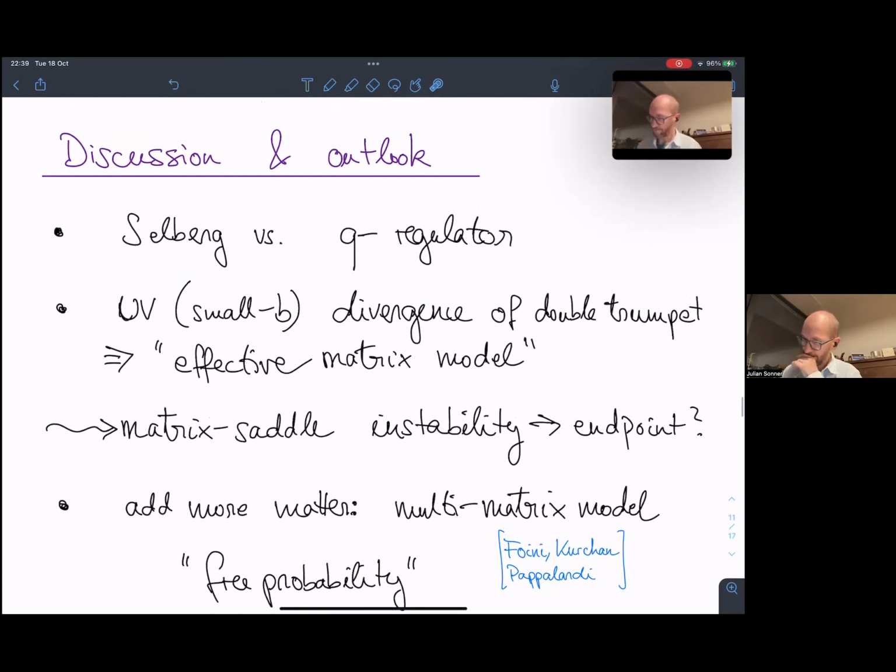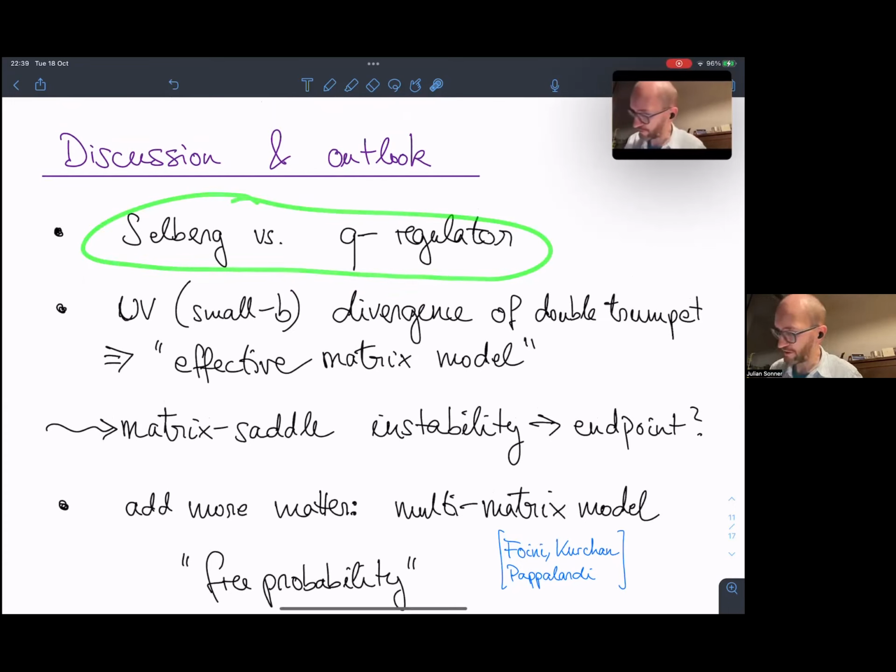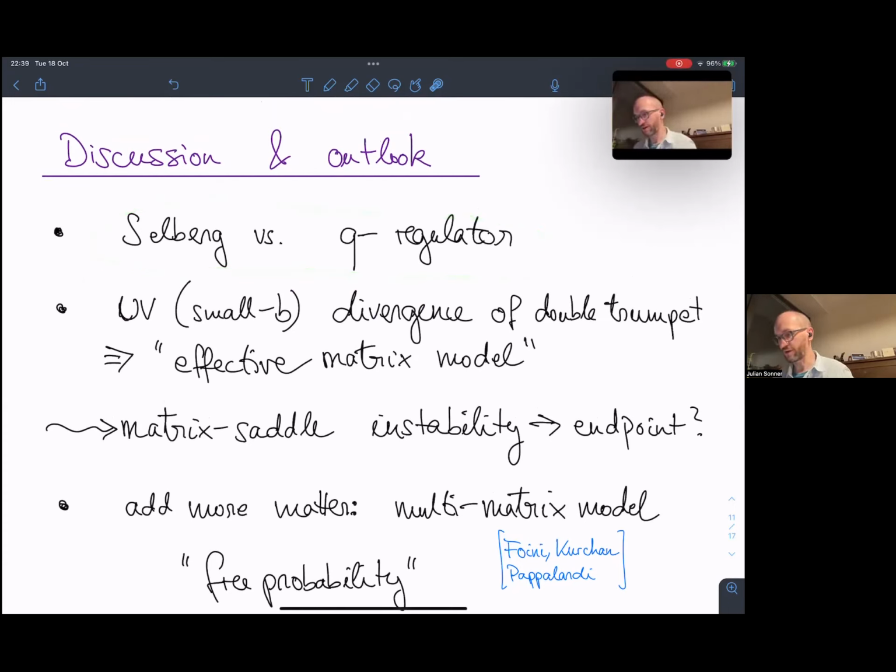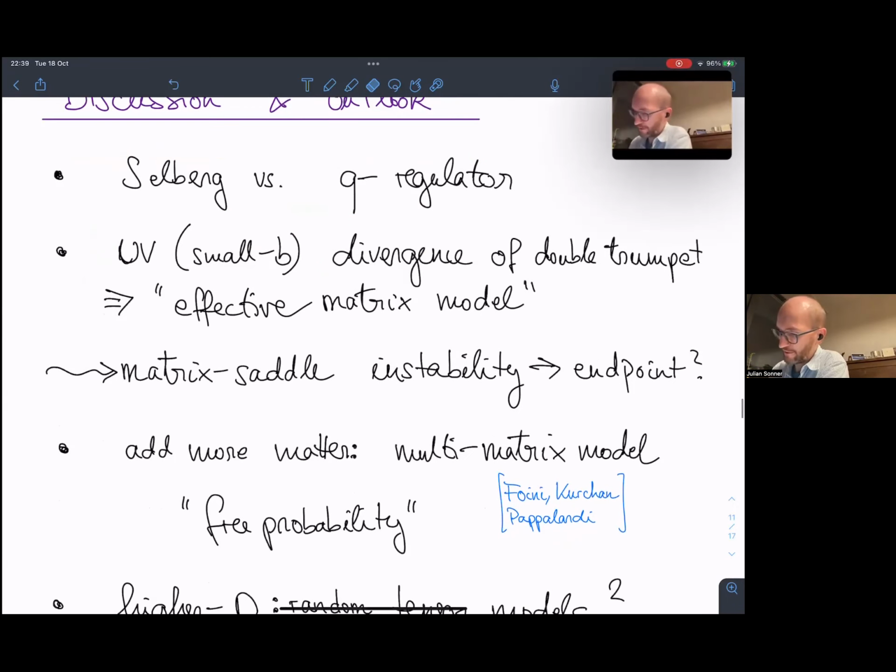Well, this is a technical comment, which I did not get into sufficient detail to really bang on about it, but there are basically different ways to regulate the matrix model. I only really talked about the q regulator, but there was a second regulator, the Selberg regulator, and they actually differ on higher topologies. And it will be quite interesting to understand this better and what these theories really mean.